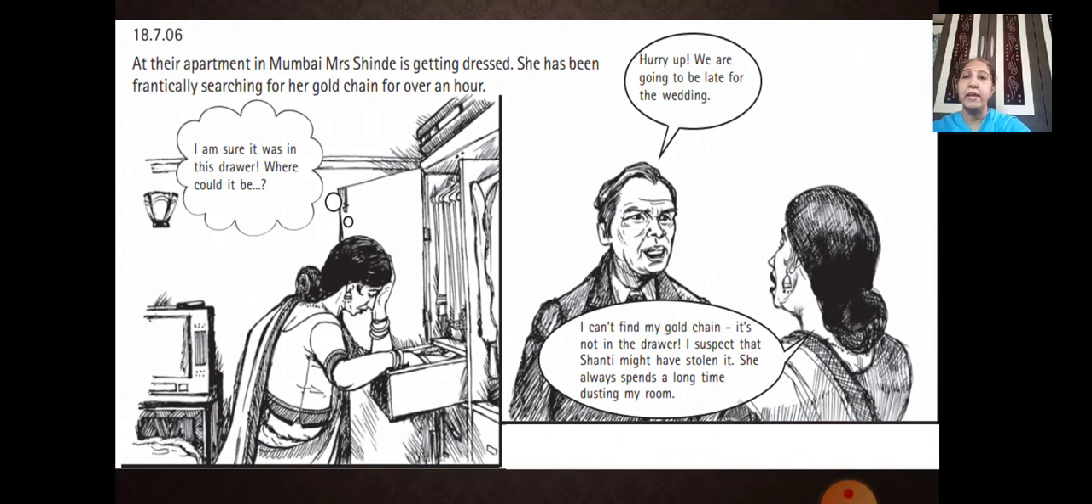I can't find my gold chain. It's not in the drawer. I suspect that Shanti might have stolen it. She always spends a long time dusting my room. Now, who is this Shanti? Let's see that.